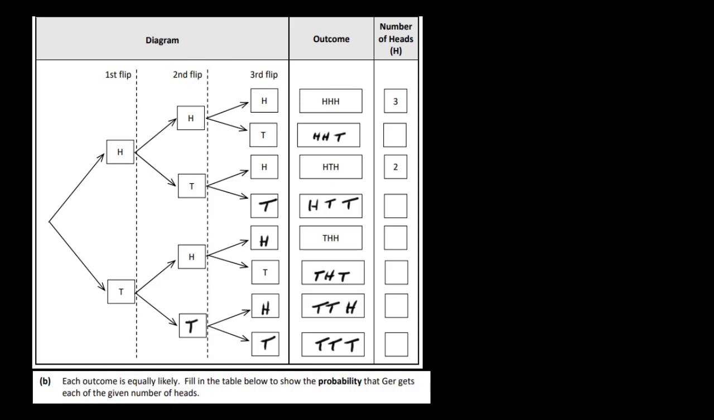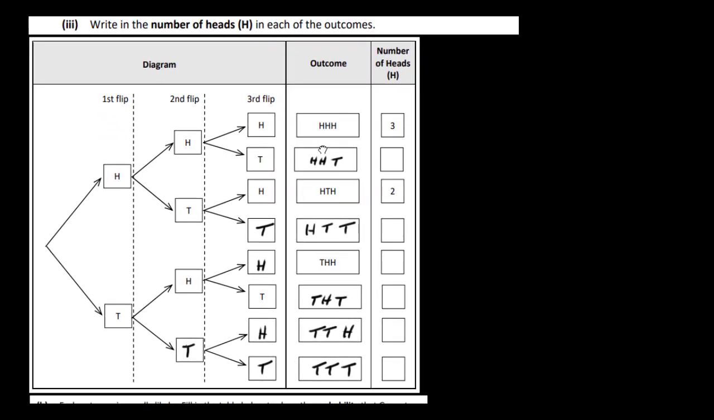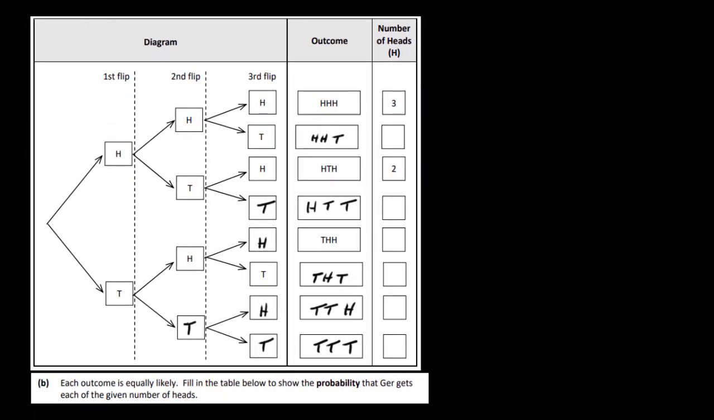Now in our last column here, I presume they're going to ask us about this as well. Write the number of heads in each of the outcomes. So let's have a look at that. Here we can see we have 3 heads: head, head, head. Here we've got 2 heads, so we're just going to write a 2 in here. Here we have 2 heads, so write 2 in here. Here we've got 1 head, 2 heads, 1 head, 1 head, and no heads down here.